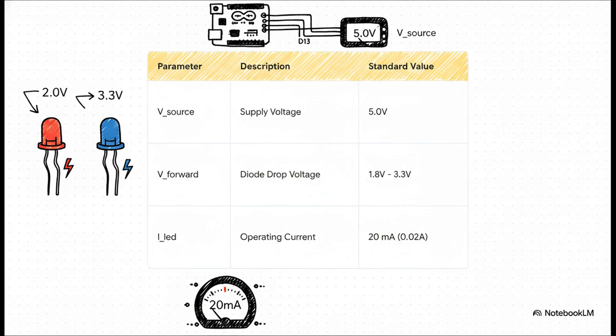First, our source voltage is 5.0 volts. That's the logic pin reference we pushed from our Arduino. Next is the forward voltage, the diode drop barrier. And actually, this changes based on the color of your LED. For red or yellow, it's typically around 2.0 volts, but for blue, it's higher, sitting around 3.3 volts. Finally, our LED current is our safe operating current threshold of 20 milliamps. But keep in mind, we must evaluate that as 0.02 amperes for the math to actually work out.